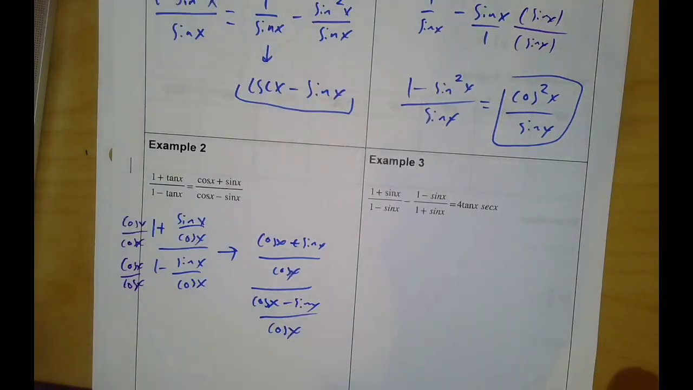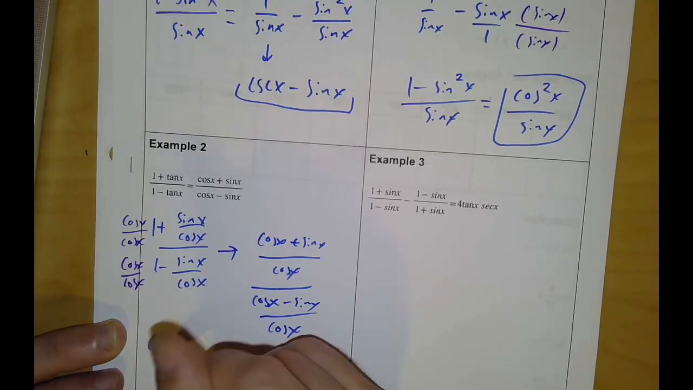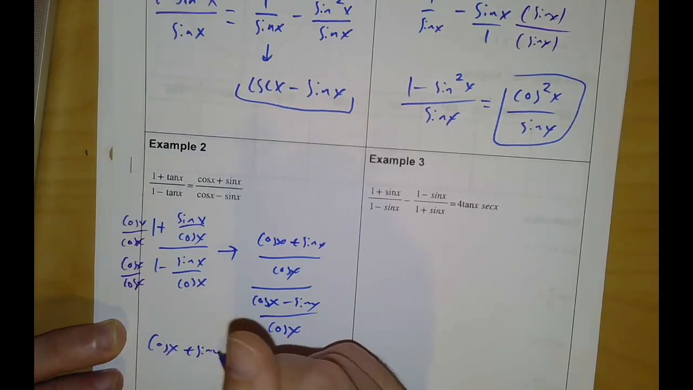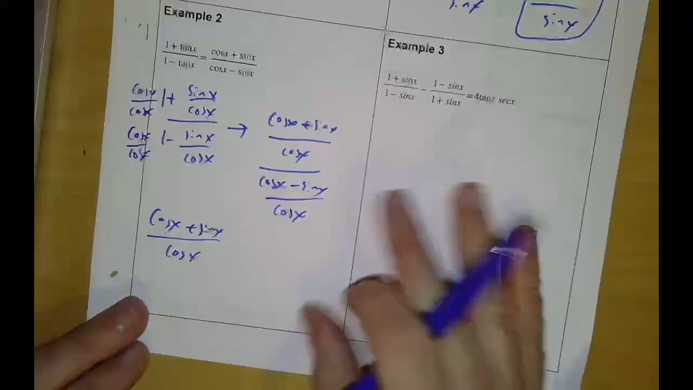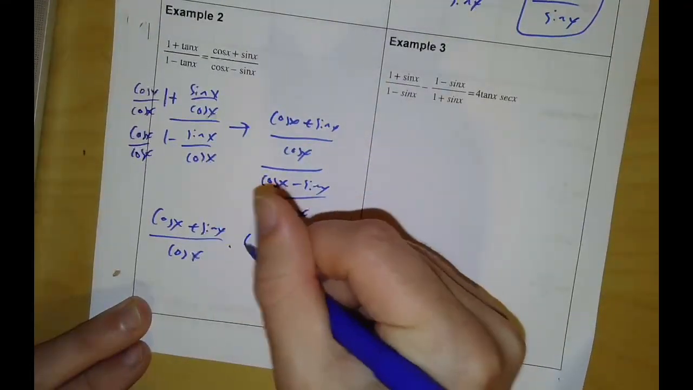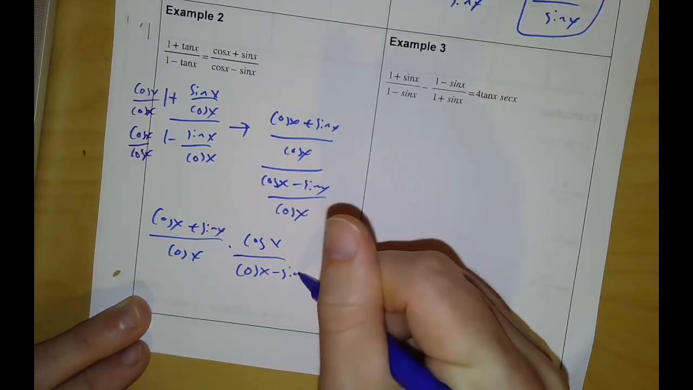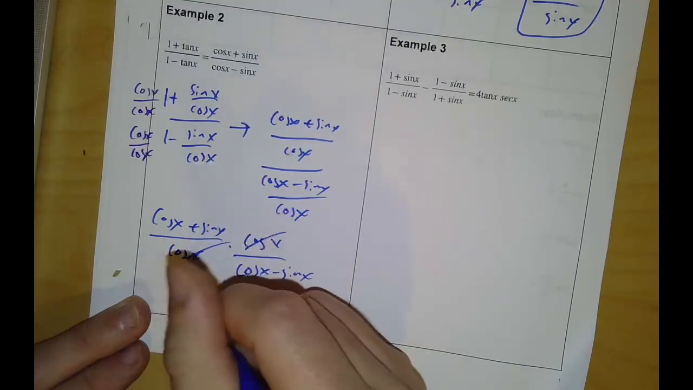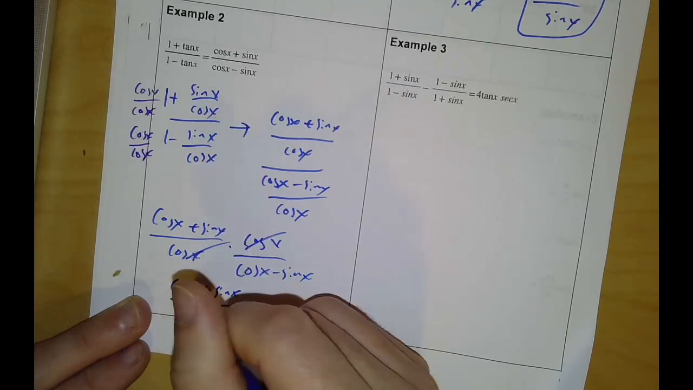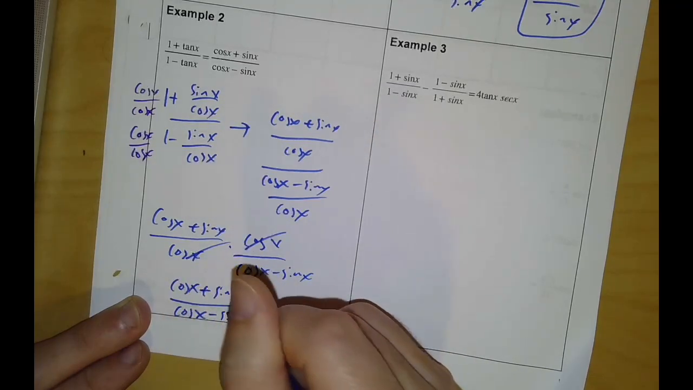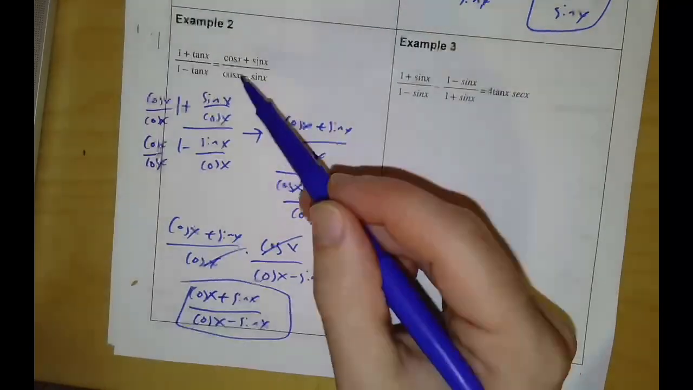Keep, change, flip, right? Keep the numerator. Multiply by the reciprocal of the denominator. These cancel, so we'll have cosine x plus sine x over cosine x minus sine x. And we're happy because that matches the right side.